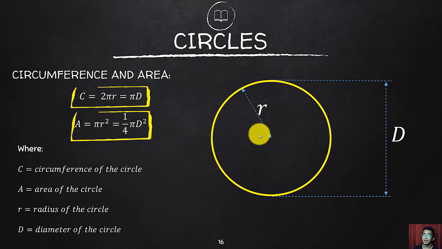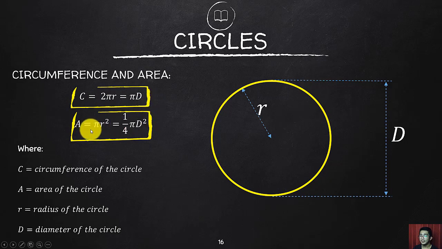Circles, so we're now on circles. For a circle, the perimeter is now referred to as the circumference. So the circumference of the circle is equal to 2 pi r. Pi is your constant, r is the radius of the circle. If you use the diameter to solve for the circumference, that's simply pi d. What is the relationship of diameter and radius? The radius is half the diameter, and the diameter is twice the radius. So if you're going to use radius for the circumference, that is 2 pi r. If you're going to use diameter, that is pi d.